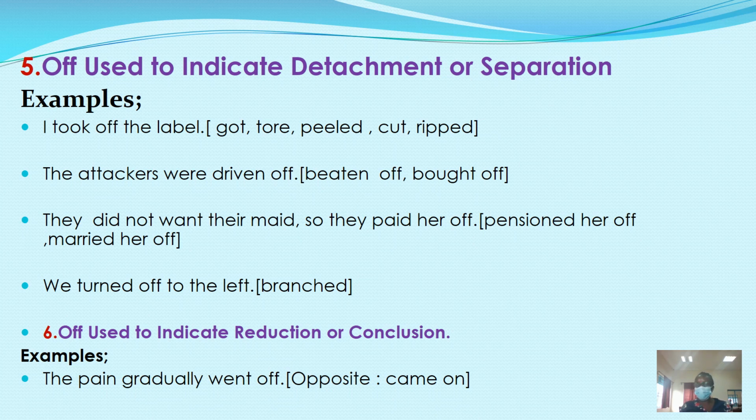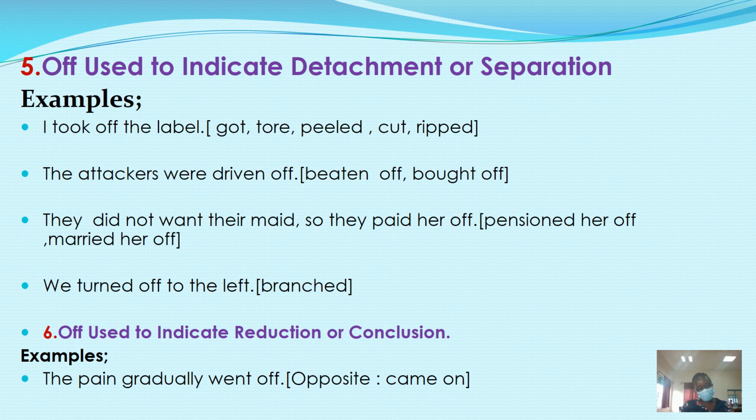Another example, the attackers were driven off. I can say the attackers were beaten off, the attackers were brought off. They did not want their maid, so they paid her off. I can as well say they did not want their maid, so they pensioned her off, or they married her off. Another example, still using off to indicate detachment or separation. I can have this sentence, we turned off to the left, or we branched off to the left.